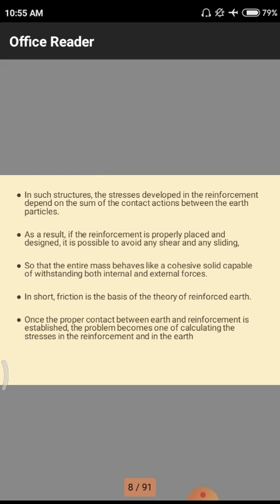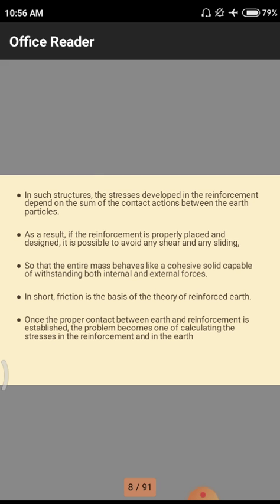Next, once proper contact between the earth and the reinforcement is established, the problem becomes one of calculating stresses in the reinforcement and the earth. That means after fixing the soil mass and reinforcement together, the total body will act as a single body. In the earlier case we had two bodies: first the earth mass, second the reinforcement mass.